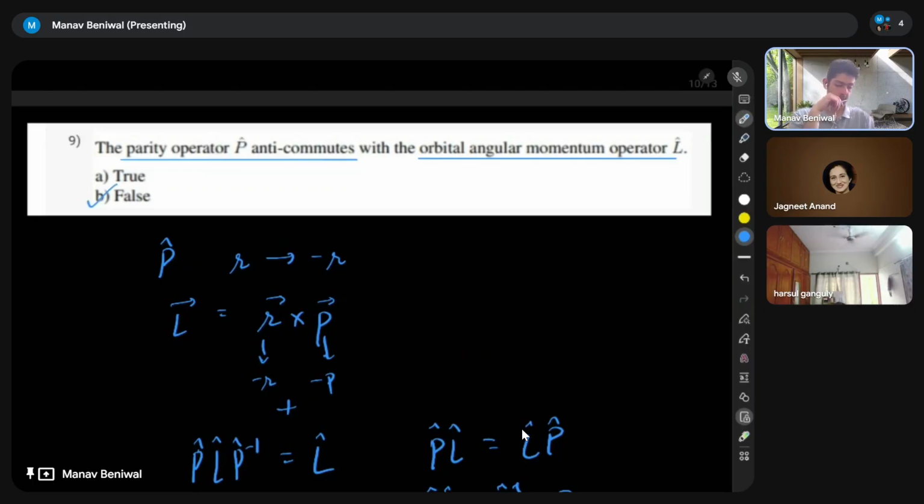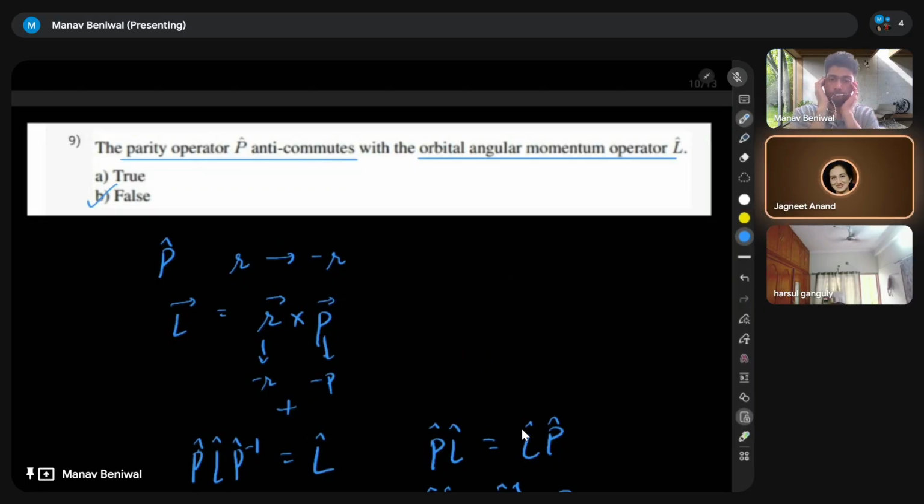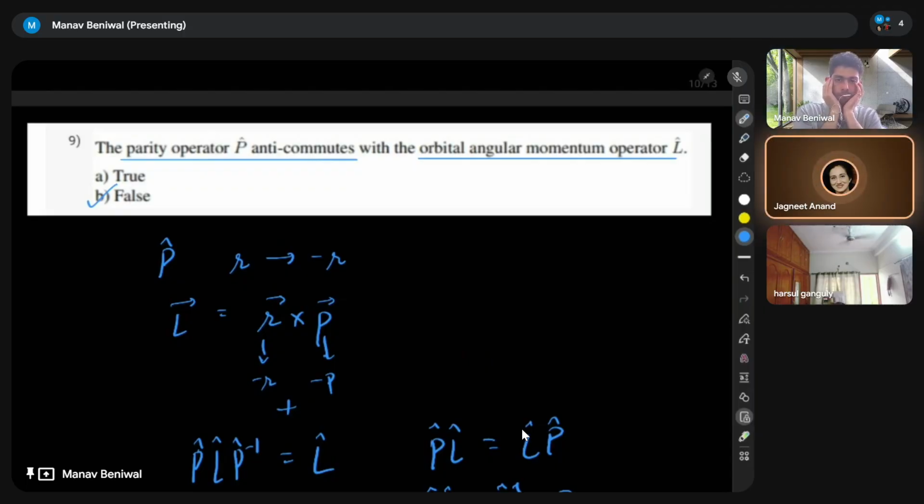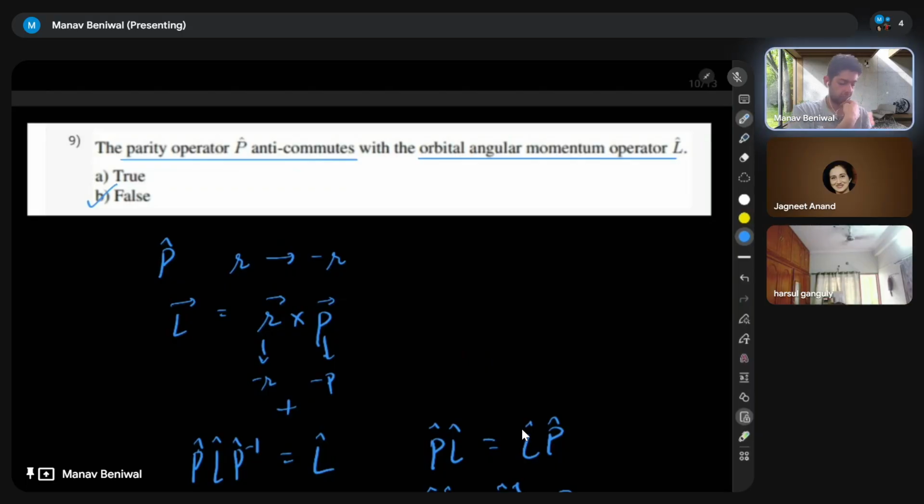If L is the vector product of R and P, and both are changing sign, then by the cyclic rule, will it remain plus or will it become minus? Because both are changing sign, r becomes minus r and p becomes minus p. So this again becomes r cross p, which is nothing but L again, right?